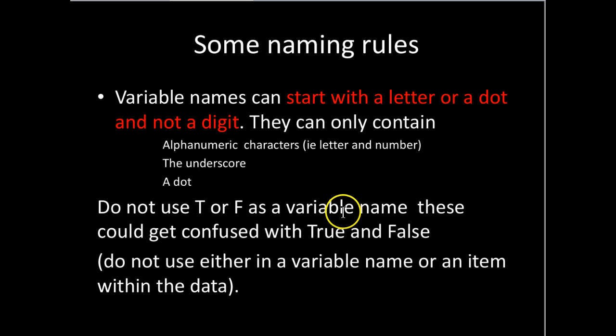Here are some naming rules. The variable names can start with a letter or a dot and not a digit. They can only contain alphanumeric characters, so they can contain letters, they can contain numbers, they can contain the underscore, and they can contain a dot. Another small tip, do not use T or F, as these variable names could easily get confused with TRUE and FALSE, and in some of the programming in R, this could cause you some problems. And I would say not only don't use it as a variable name, don't also use it as an item within the data. So don't have a column of T and F. It might be better to use a 0, 1.